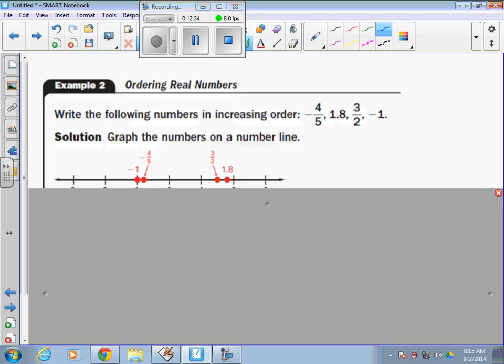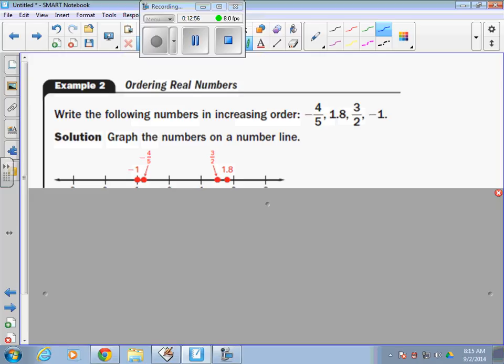Here's example number 2, ordering real numbers. 3 different values. We only had one on the bell work that was a different version of a number. All the rest of them were decimals. This one has 2 fractions and 2 that are represented with decimals and one that's an integer. So 3 different versions. Negative 4/5, 1.8, 3/2, and negative 1.